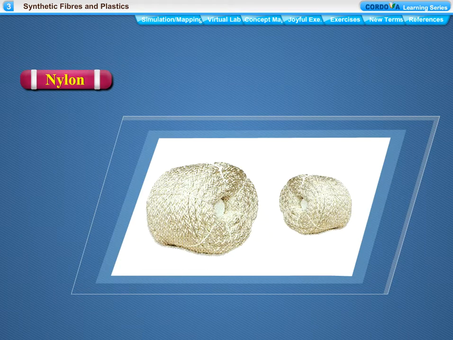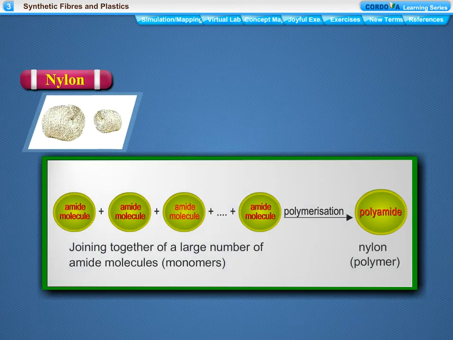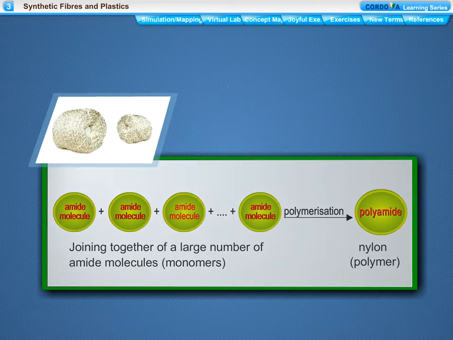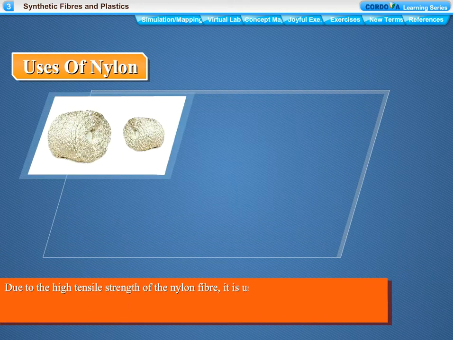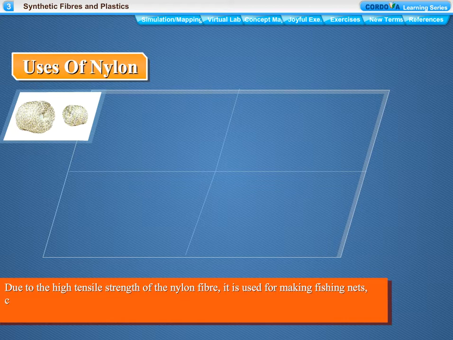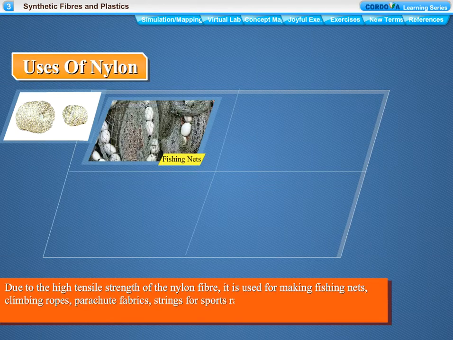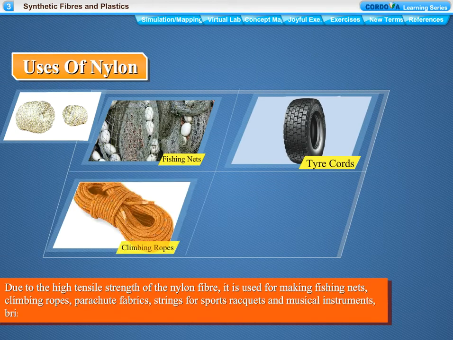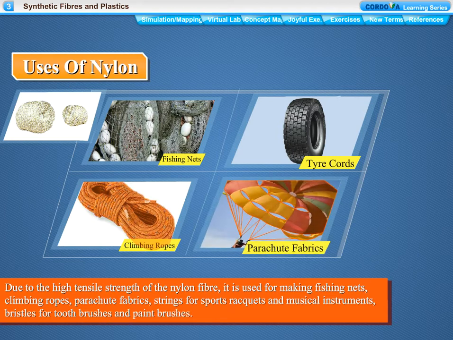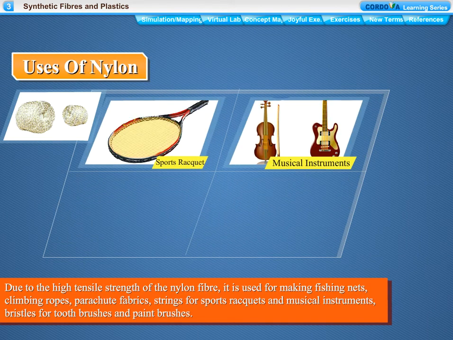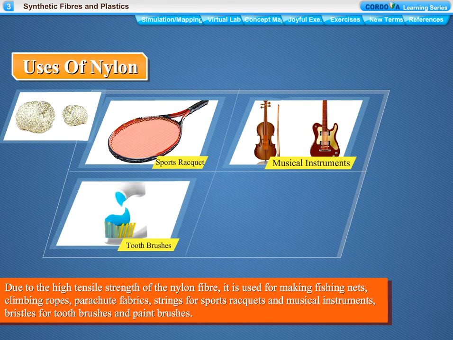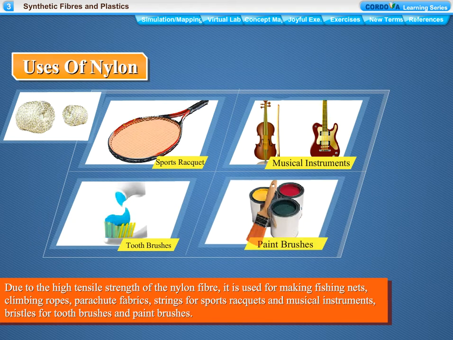Nylon. Nylon is a polymer fiber made up of polyamide chains in which the monomer is an amide. Uses of nylon. Due to the high tensile strength of the nylon fiber, it is used for making fishing nets, tire cords, climbing ropes, parachute fabrics, strings for sports rackets and musical instruments, bristles for toothbrushes and paintbrushes.